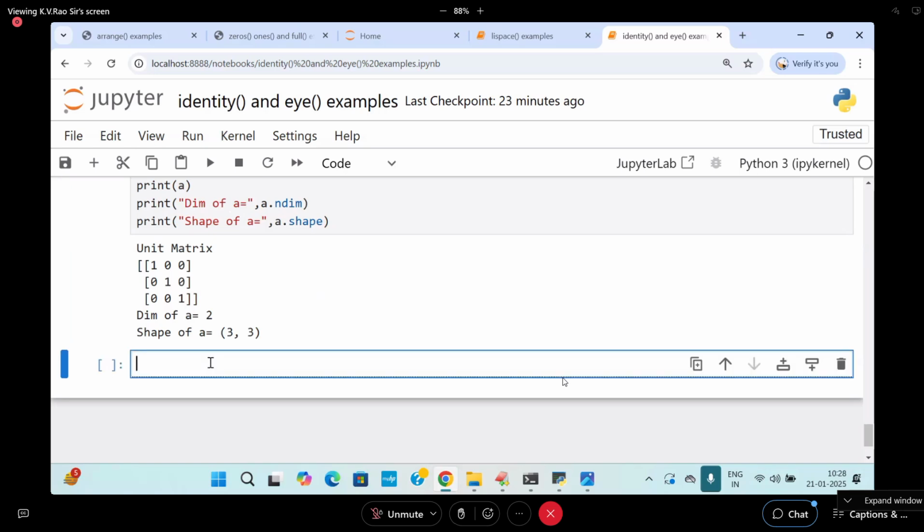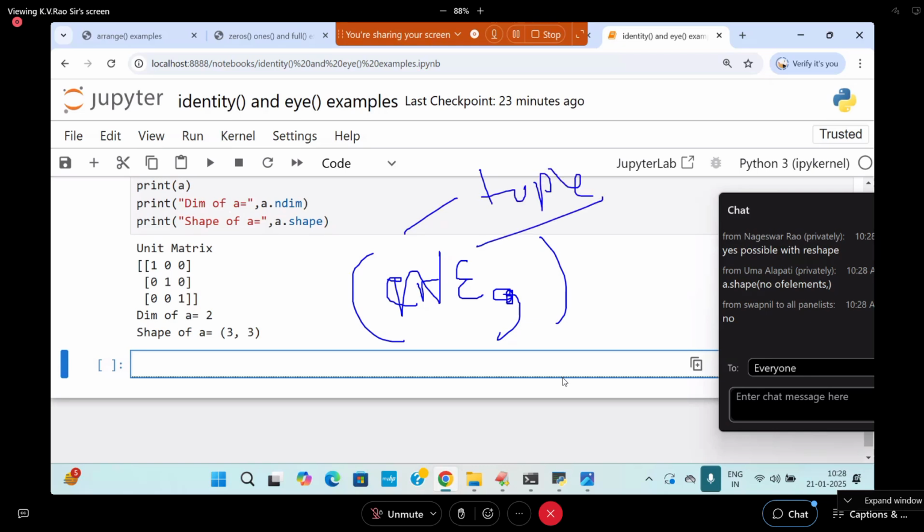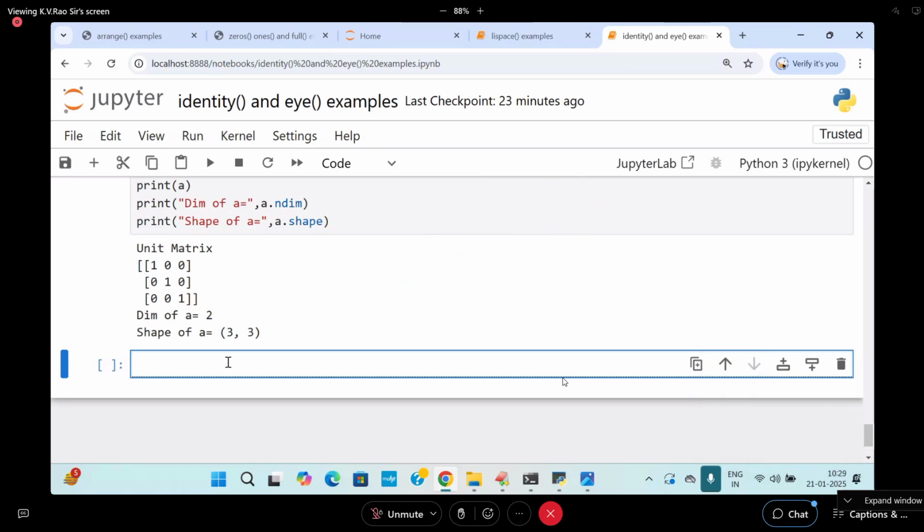Very good student. Now I need to write it. I already said to you, one dimensional, two dimensional, I already mentioned it. Any one dimensional shape always comes in the form of the number of elements, comma, and that's all, it is closing. Even in the class I said, it is represented in the form of a tuple.